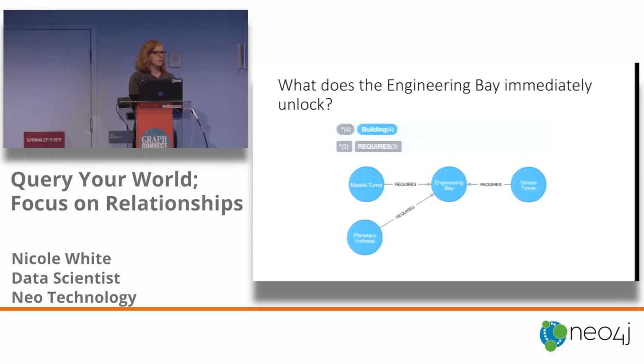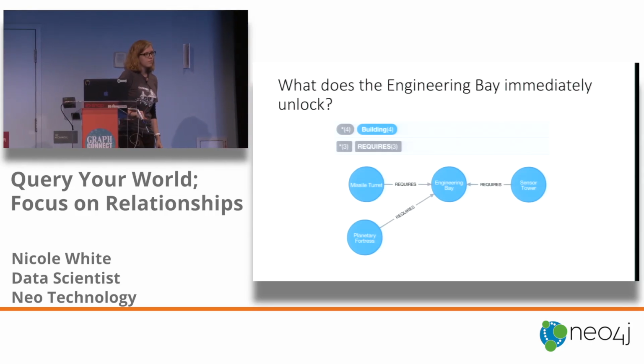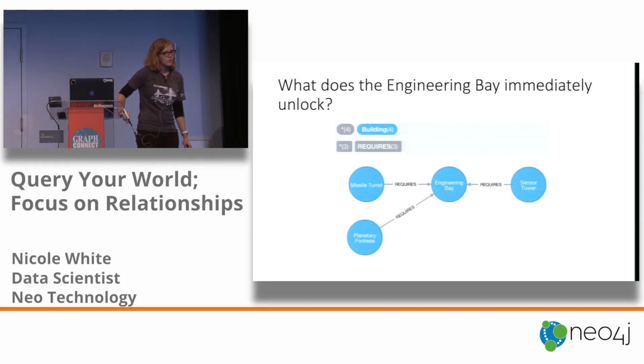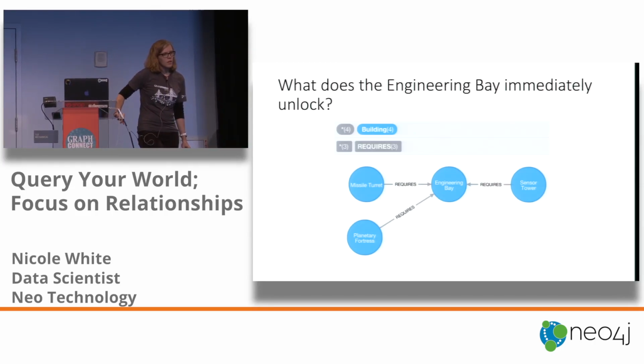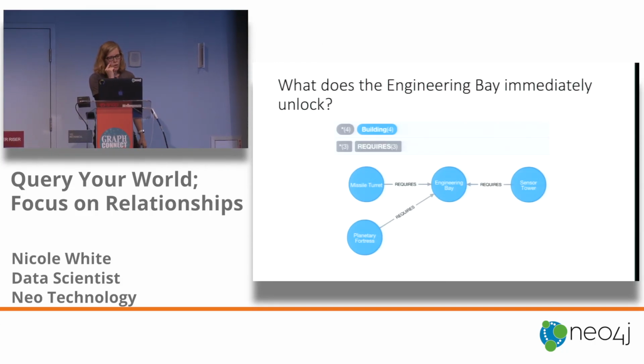What if you wanted to see what the engineering bay immediately unlocks, not just what buildings? So if you also wanted to know what units this unlocks, what was the query? So I think the question is, you also want to know what units at the same time. So there's a few ways you can do that.